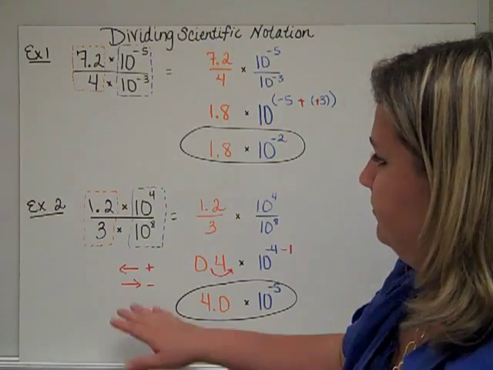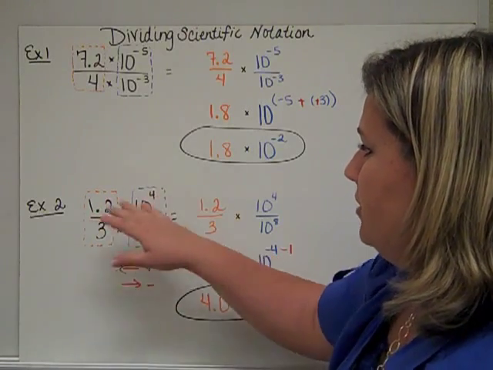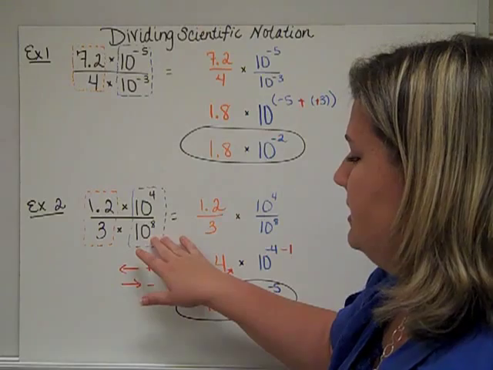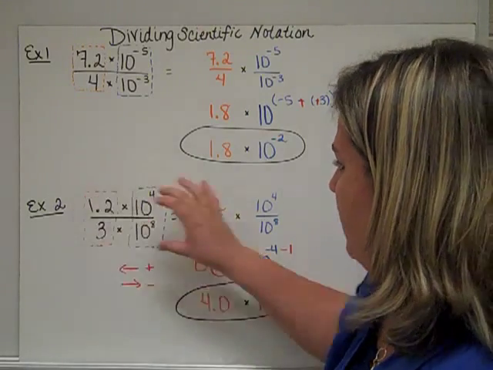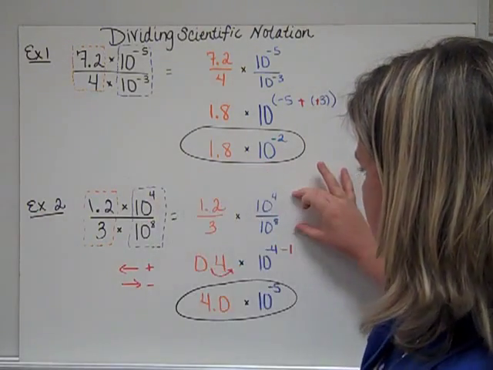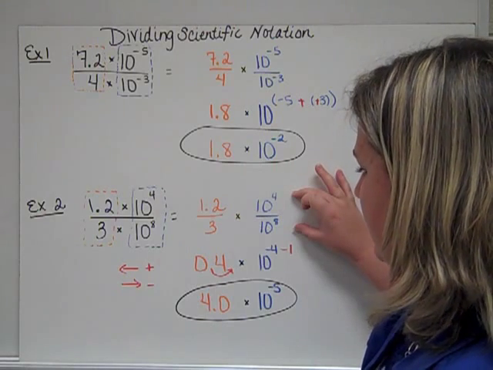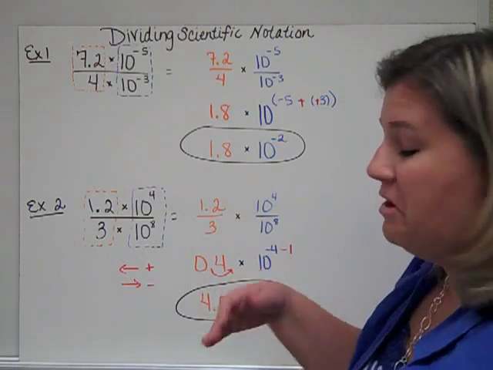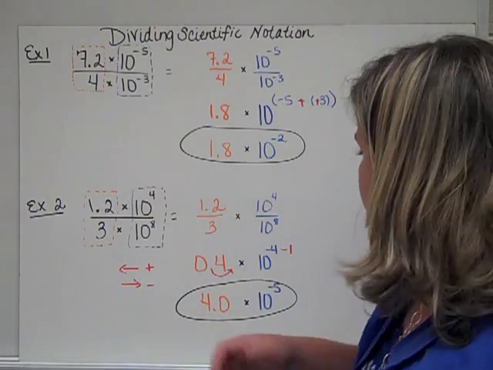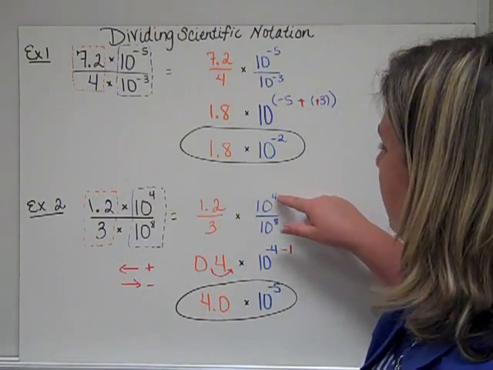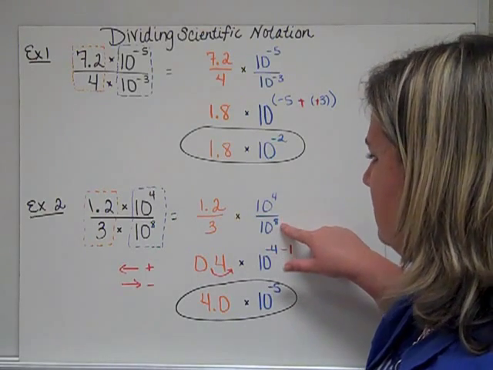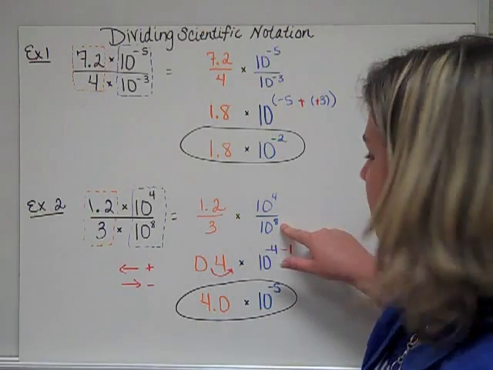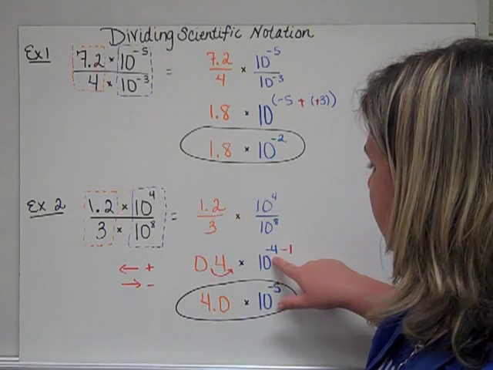Example number 2. 1.2 times 10 to the 4th, all divided by 3 times 10 to the 8th. So when I group my coefficients, then I group my same bases, okay, powers of 10. Once I divide here, I get 0.4. We already know that that's not going to be in correct form. So we'll get to that in a second. Positive 4 minus 8, so remember, subtract your exponents. Then that gives me a negative 4.